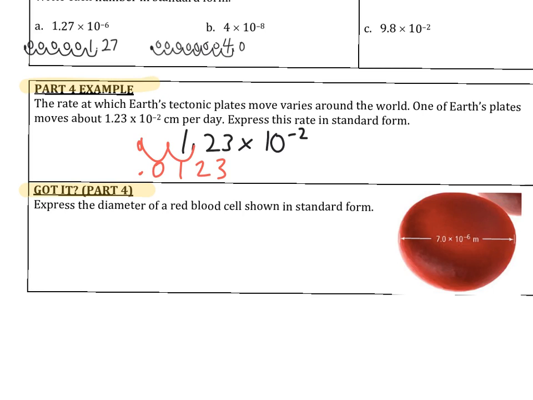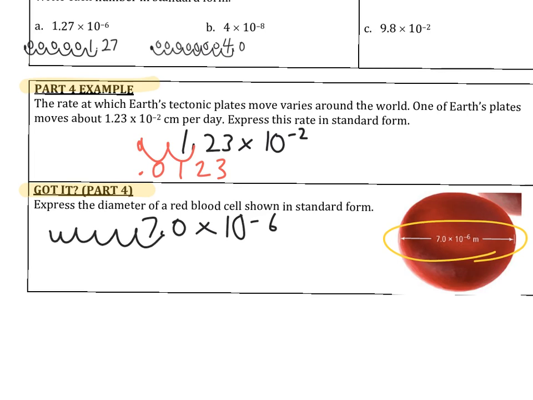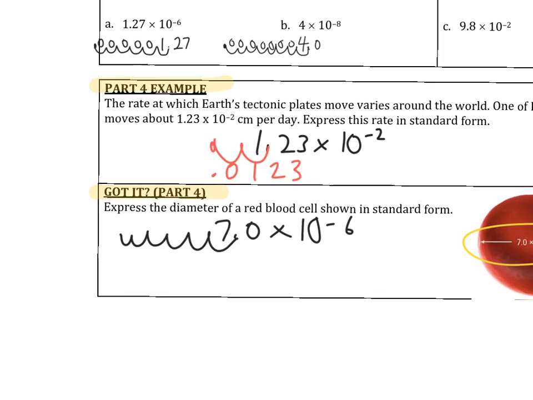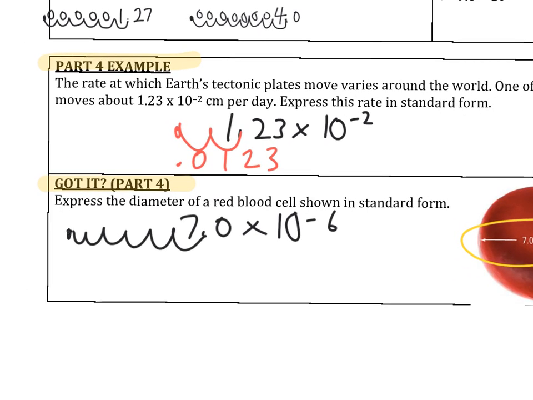What about the one below it? So here is my number that I have to convert here. So I'm going to write it out, 7.0 times 10 to the negative sixth. Let's move 6 places to the left. 1, 2, 3, 4, 5, 6. I'm going to fill in zeros. 1, 2, 3, 4, 5 zeros. So my new number is 0.000007. That is the diameter of a red blood cell in standard form.